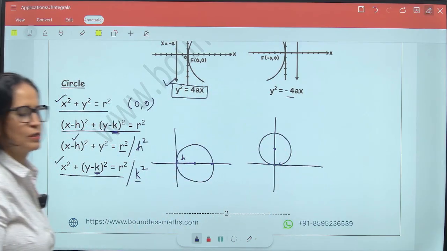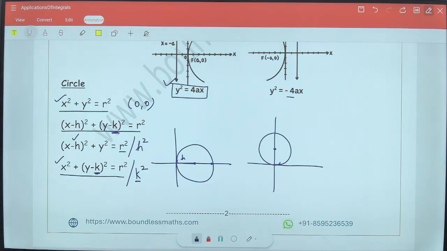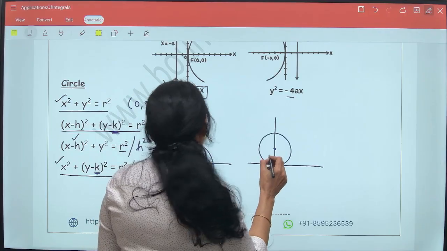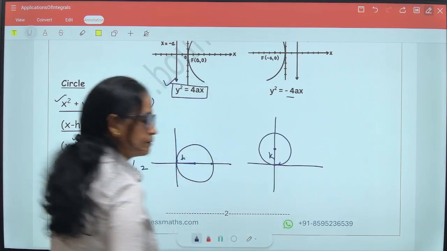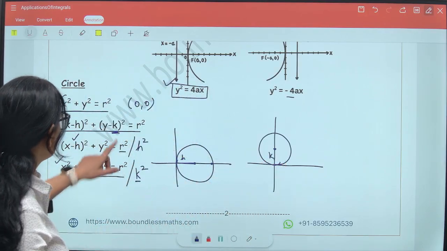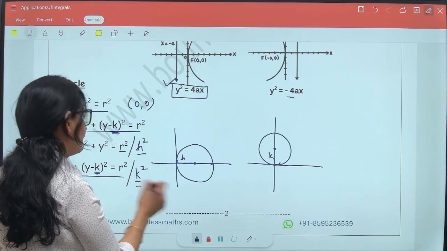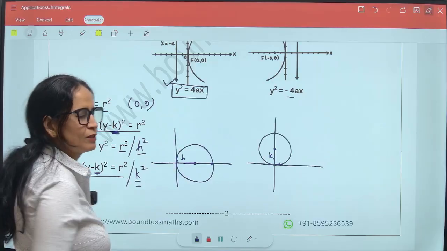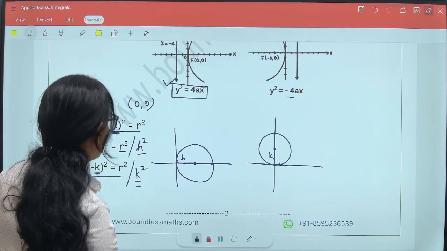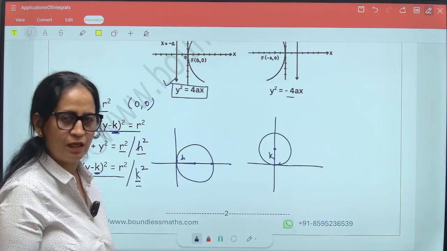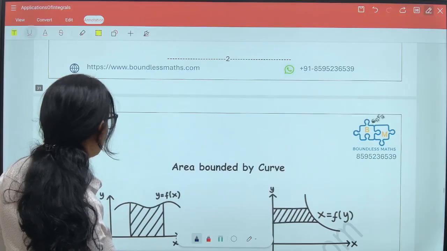The center of the circle is on the y-axis at a distance of k units from the origin. In case the radius is not equal to h or k, then as per r you can plot the equation of the circle on the graph and then see how to find the area under it. Now let's do some.